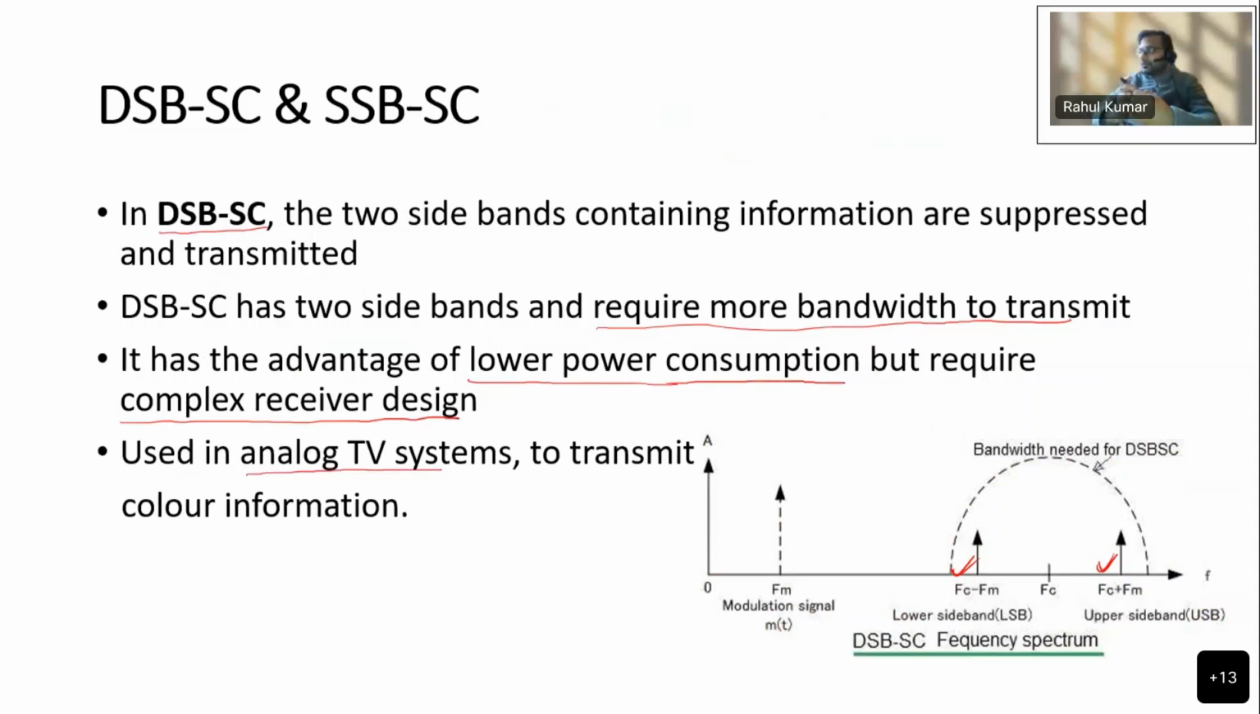Where one of the sidebands contains the color information. So generally your television broadcasting is done using DSB-SC, right? One of the sidebands will carry the information about the colors, and the other one will carry the actual information.